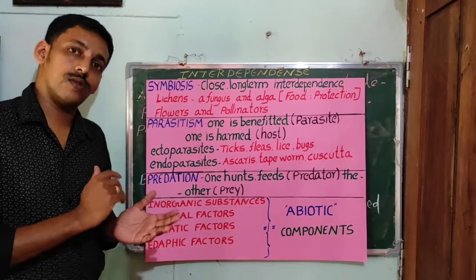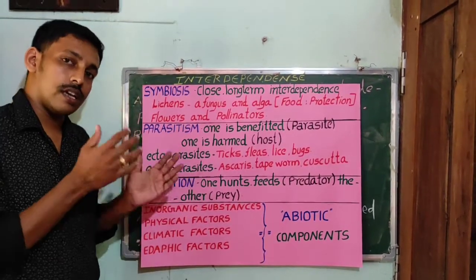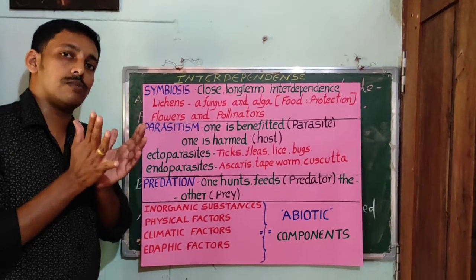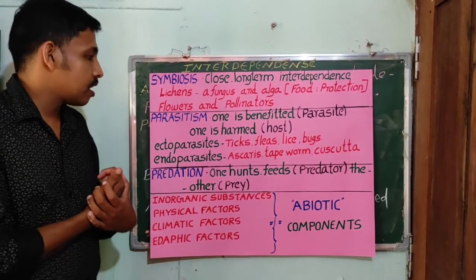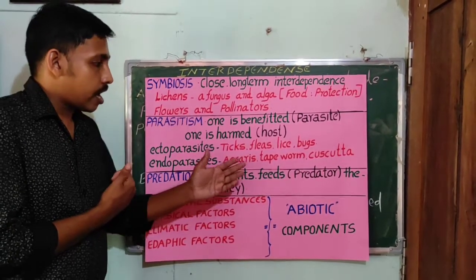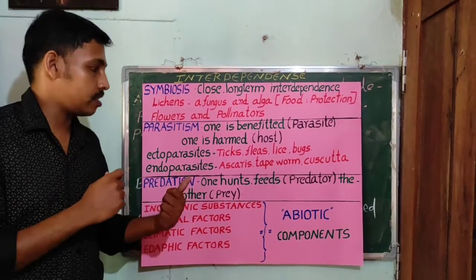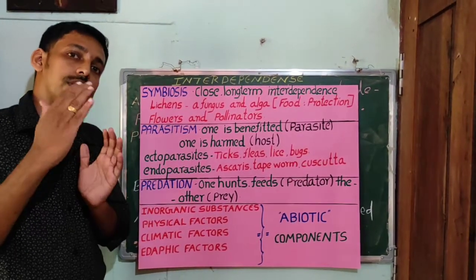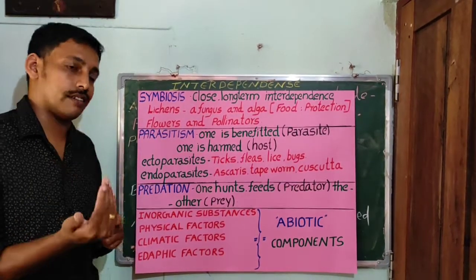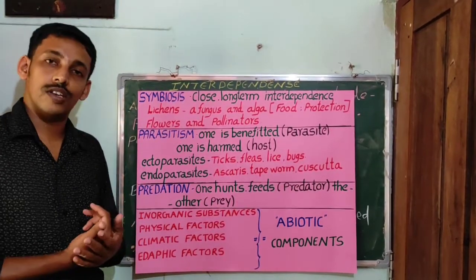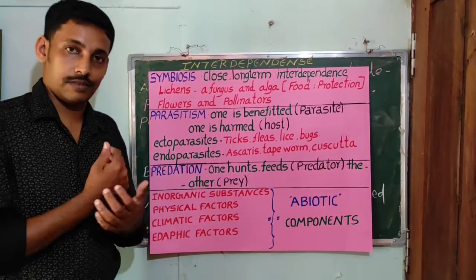Now let's see the next one, that is predation. It's also a negative type. Here there is an interaction, an interdependence between two different species. One hunts and feeds on the other. The organism which hunts and feeds is known as the predator. And the organism which is killed and eaten is known as the prey.